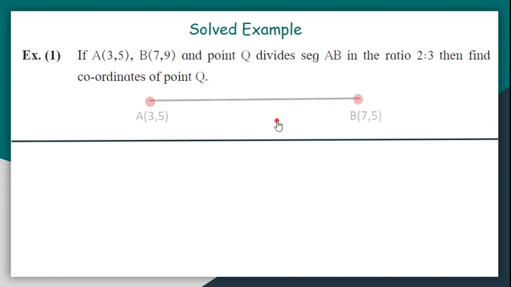So what is given to me is I have 2 points 3,5 and 7,9. Please make this 9. This is not 7,5. This is 7,9. And I am dividing it by a point Q. And Q is dividing this line in the ratio 2:3. So this first part is 2. The second part is 3.